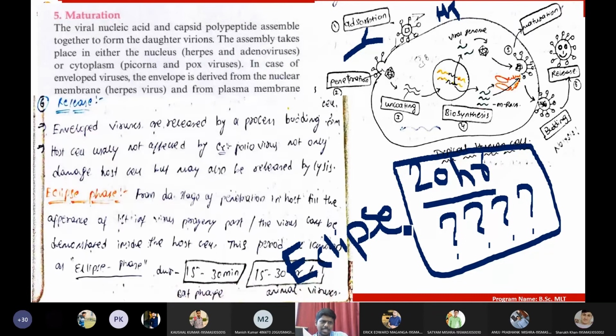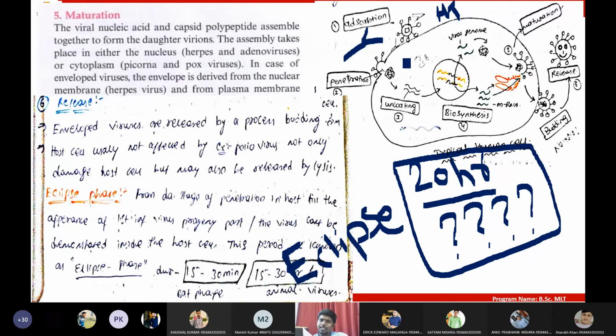Eclipse phase means, from the stage of penetration of the virus into the host till the appearance of the first progeny viruses, the virus cannot be demonstrated in the blood samples, and this period is known as the eclipse phase. The normal duration can be 15 to 30 minutes, half an hour to 2 days. So half an hour to 2 days will be the normal incubation period of the virus. This is called the incubation period, or you can also say it is the eclipse phase of the virus.